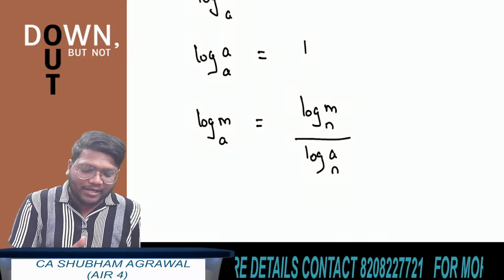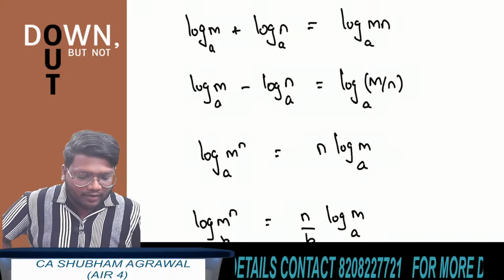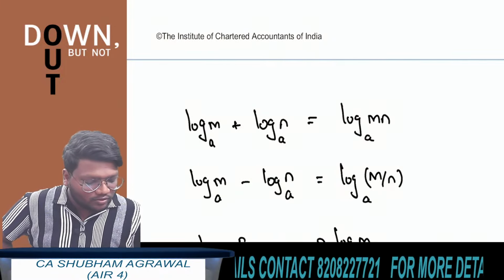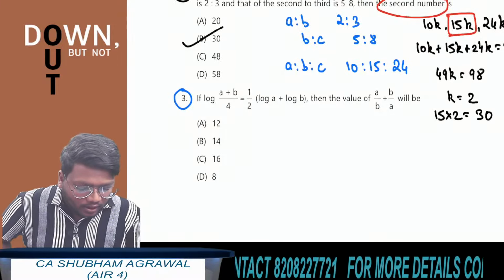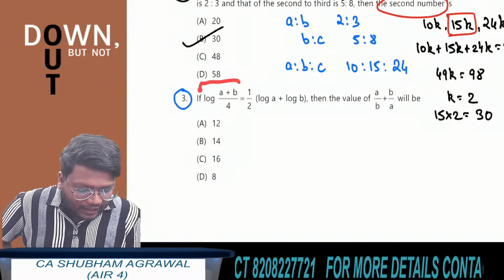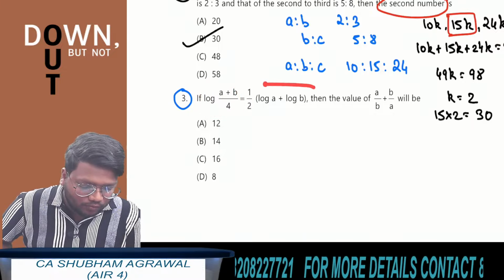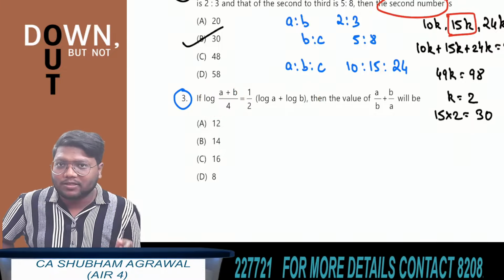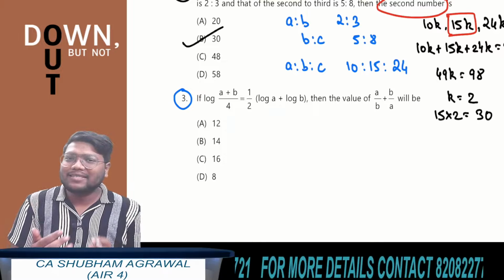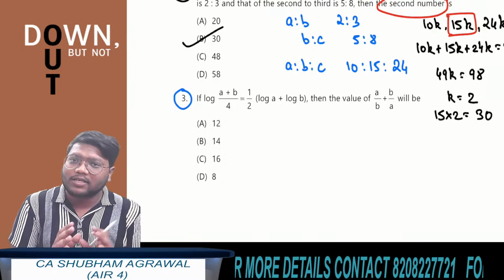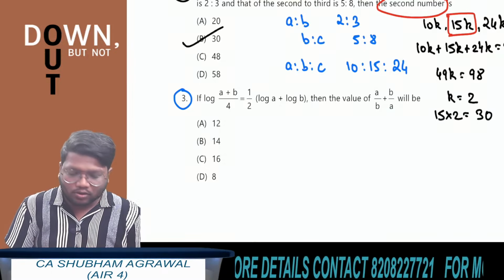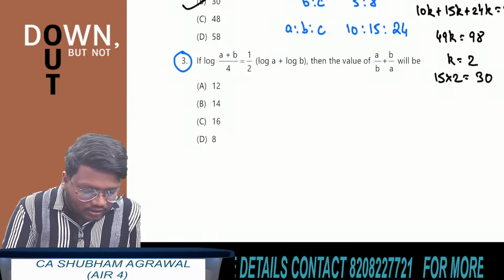Now, based on these properties, whatever questions they have asked in past year papers, quickly we are solving those questions. All of you read this now. Question number 3. What they have given here? Log of (a plus b) by 4 is equal to 1 upon 2 multiplied by (log a plus log b). If the base of the logarithm is not given in the question, always assume that the base of logarithm is 10.